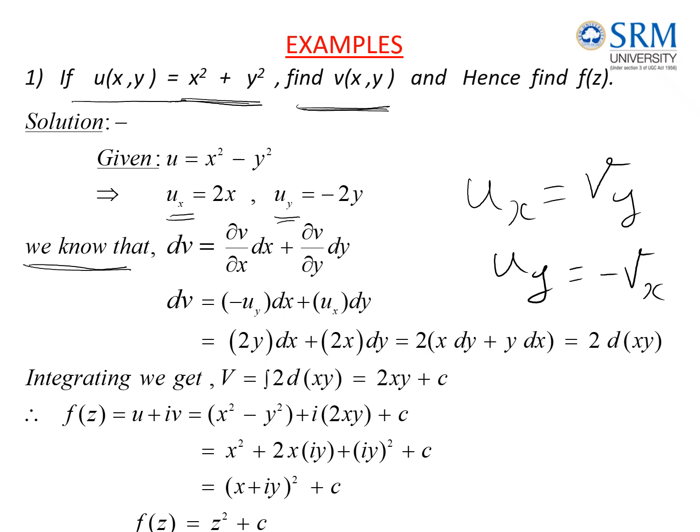So we can substitute vy as ux and vx as minus uy in this. The derivative of u with respect to y is available here, it is minus 2y. So minus of minus 2y will become plus 2y here. And here we need to substitute ux, so ux is 2x. Then you can take this 2 outside, which is common, and you can rewrite the previous statement as x dx plus y dy.